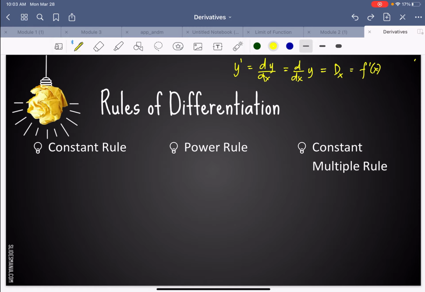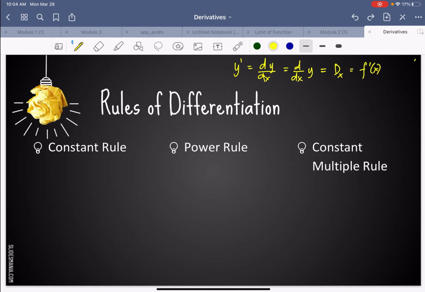Good day everyone. In this video, we are going to discuss the rules of differentiation. How are you going to find the derivatives of the given function? So we have first three rules here: constant rule, power rule, and constant multiple rule. So the first is constant rule.